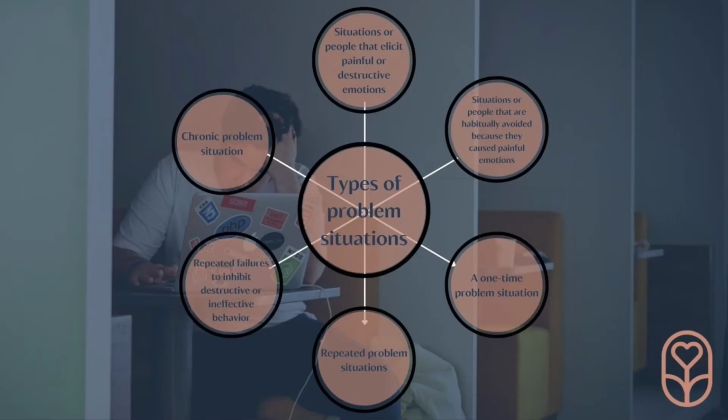There are types of problem situations. First, there could be situations or people that elicit painful or destructive emotions. These call for problem solving, even if you do not immediately see what could be done to change the situation or to deal differently with a person. Second, situations or people that are habitually avoided because they caused painful emotions call for problem solving, particularly if your avoidance interferes with getting what you want.